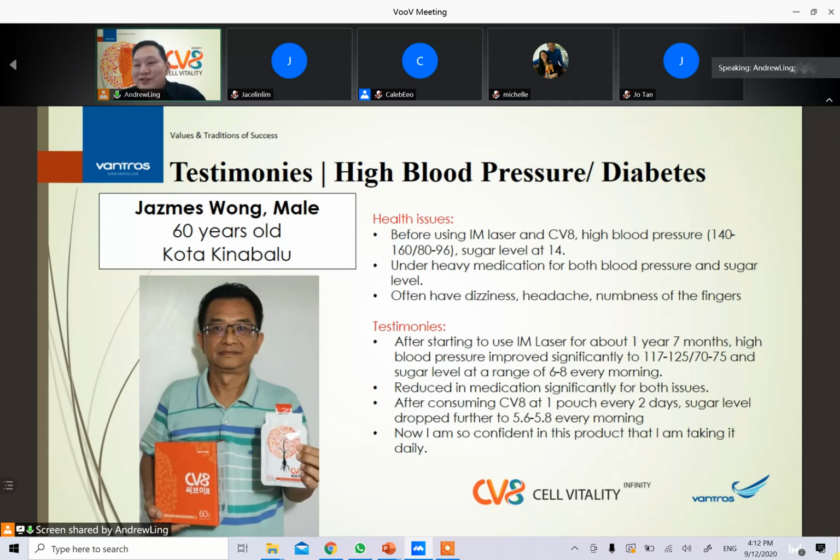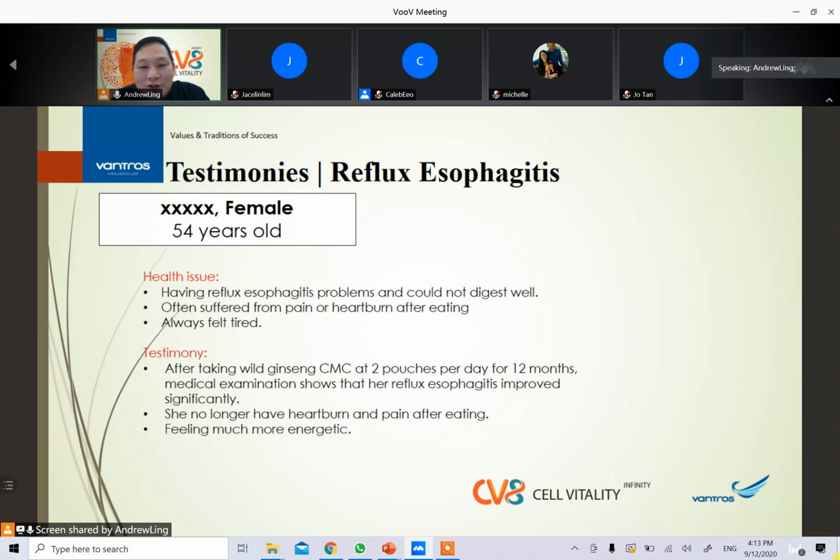Because of certain ginsenosides contained in this CV8, it will help to reduce your sugar level as well. Not only that, Cibatong can also help to reduce your sugar level or even your high blood pressure as well. Okay? And of course, this is actually about an acid reflux problem.